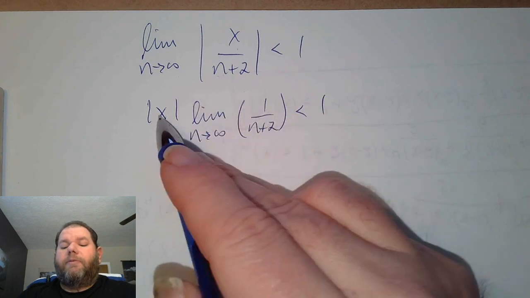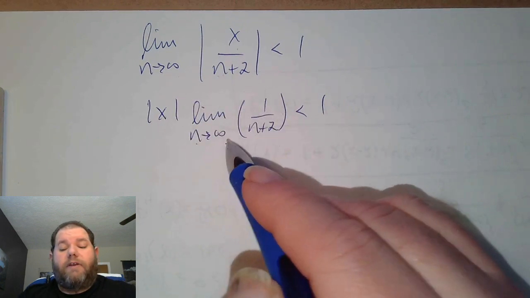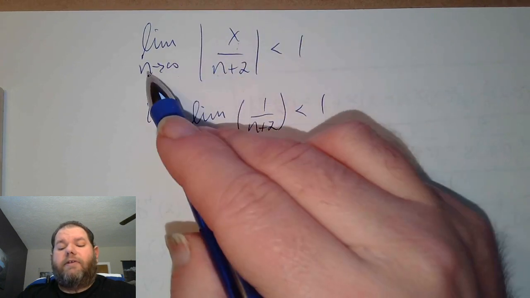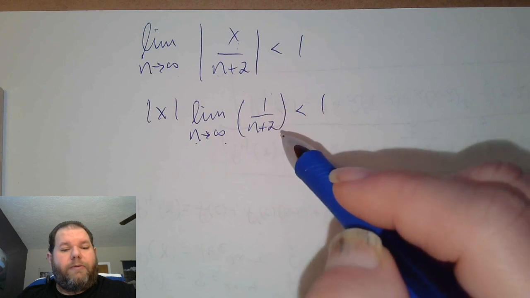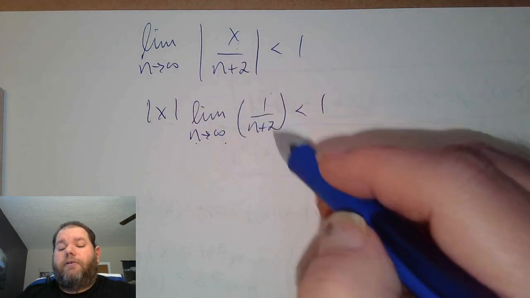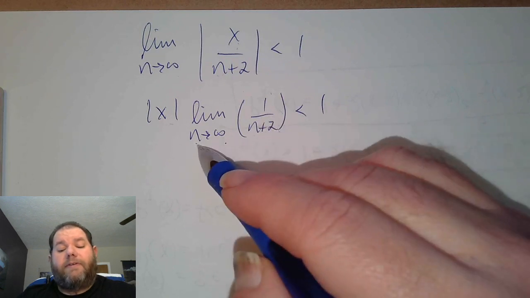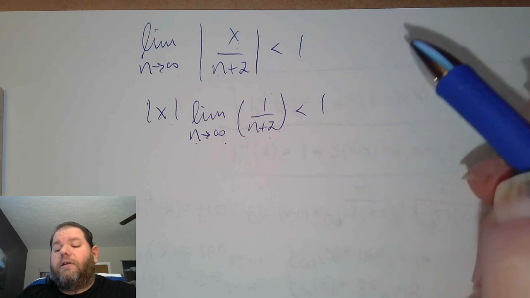We can take out the absolute value of x because the limit is only as n goes to infinity. So x is not affected by n, so we can just freely move it in and out of this limit if we want to. And this time we want to move it out. N plus 2, however, has to stay there because it is affected by the value of n. It's part of that expression.